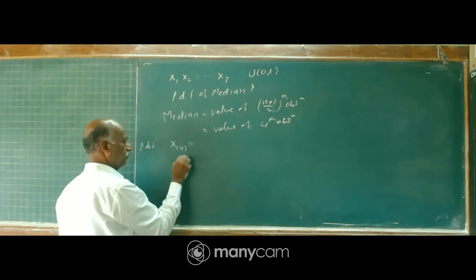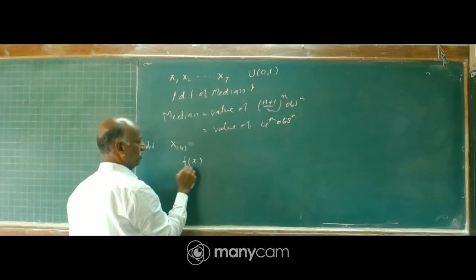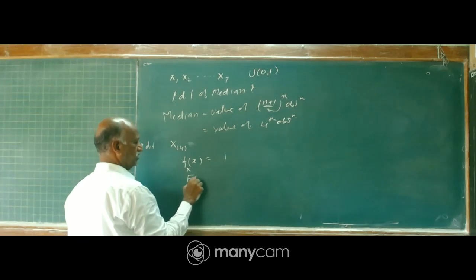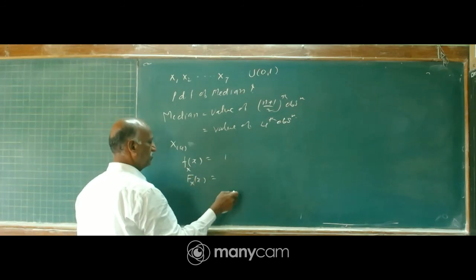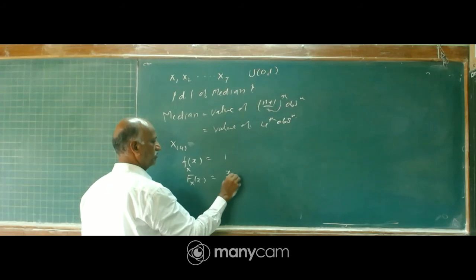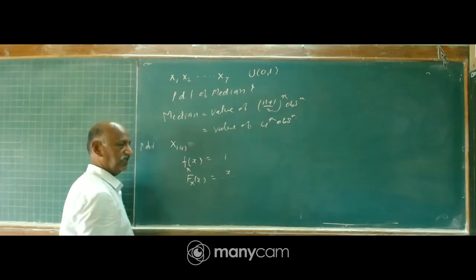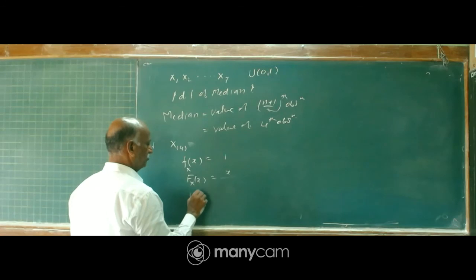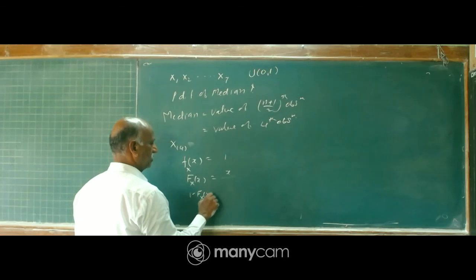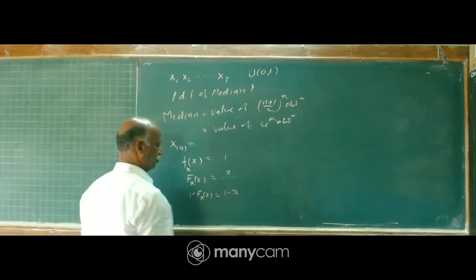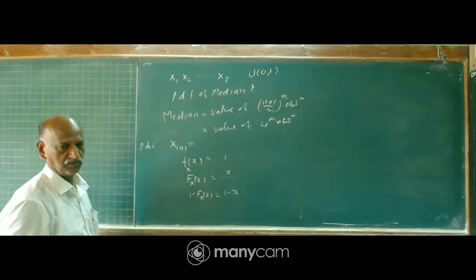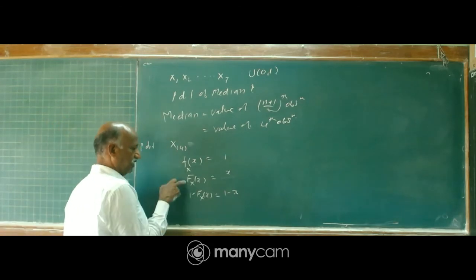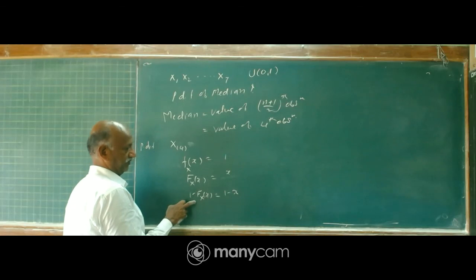We know that for uniform 0, 1, f(x) is equal to 1. The CDF F(x) is x minus a by b minus a. So this is x minus a, which is 0, divided by b minus a, 1 minus 0, so it is x, and 1 minus F(x) is 1 minus x. This is the PDF, sorry, this is the CDF, and this is 1 minus CDF.